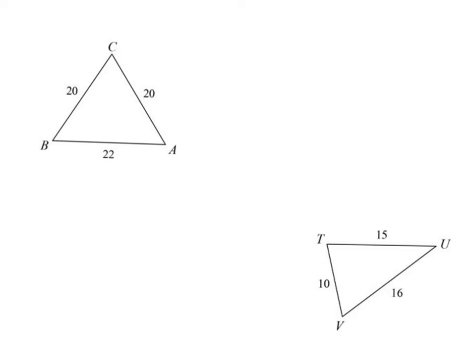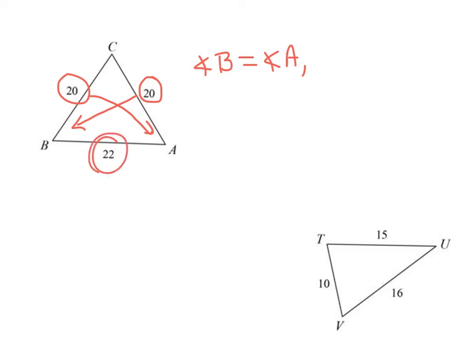Okay, for our top triangle, once again, we have two sides that are congruent. So that means that we're going to have two angles that are congruent. So we're going to say, I'll do the other angle symbol, that angle B is congruent or equal to angle A. They're both the smallest angles. And then our third angle is opposite our biggest side. It's our biggest angle, and that would be angle C.